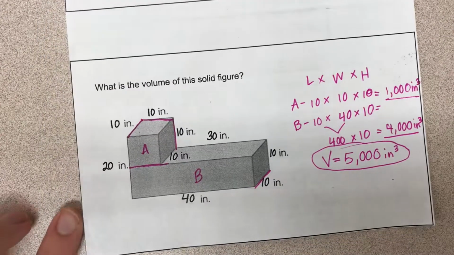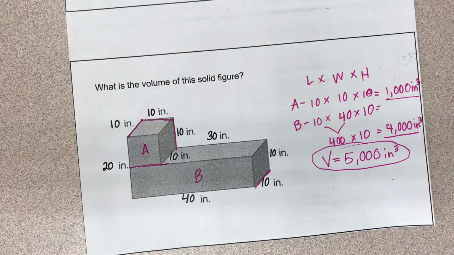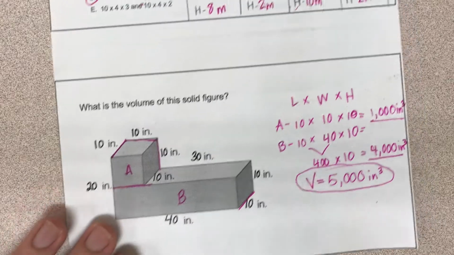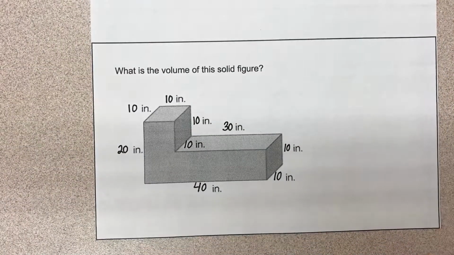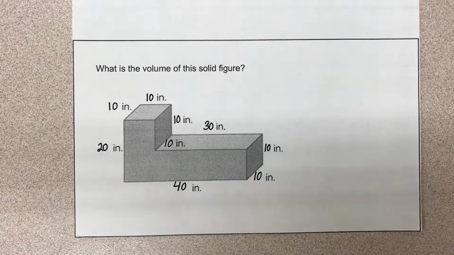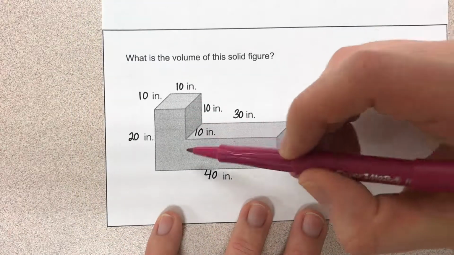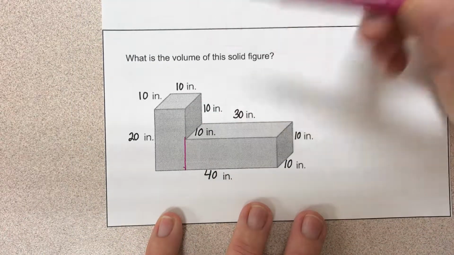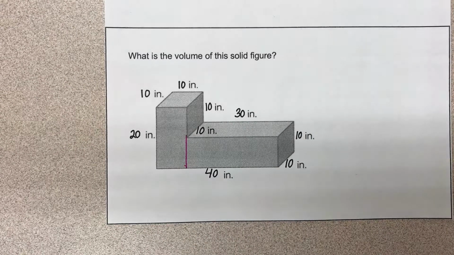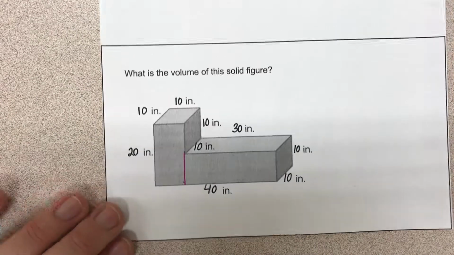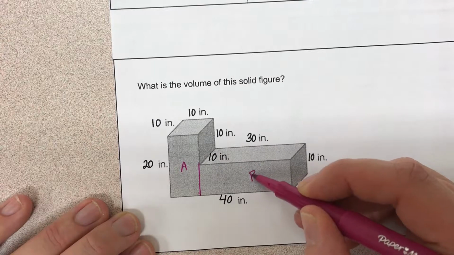All right, so I'm going to grab a blank copy of this, and I'm going to split it the other way. So splitting it the other way would be vertically, and if we split it that way, it changes our dimensions a little bit. So this will be A, this will be B.